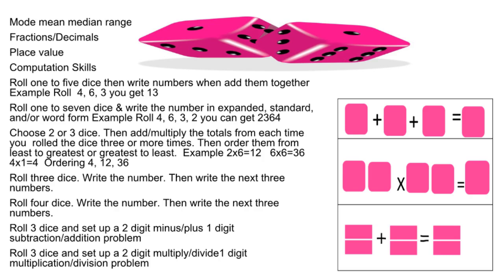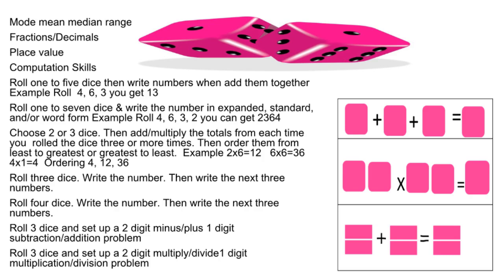Then you could also roll 4 more dice 2 more times and write the numbers that you get. And then you could put the dice numbers in order from least to greatest, or greatest to least. You can also multiply the dice. You can roll 3 dice, write the number, then write the next 3 numbers that come after that. Or if you want to increase the rigor, you could write the number. Say you roll 4, 6, and a 3. You put it together, you get 364.